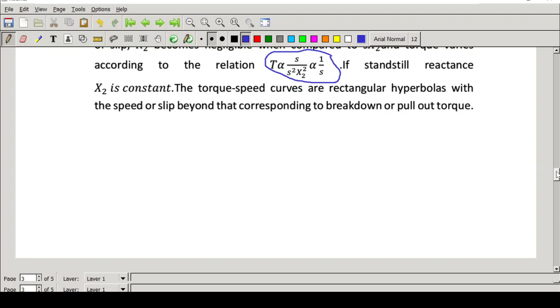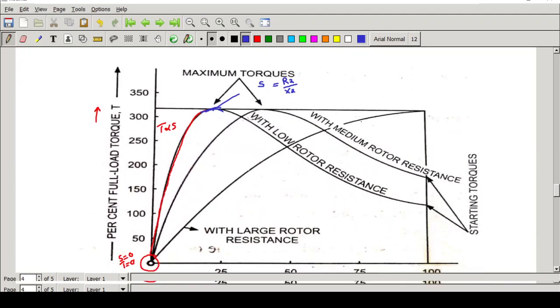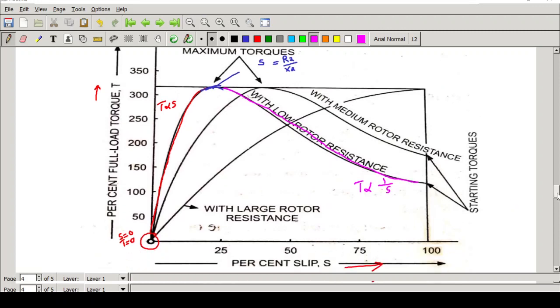Now we will see that characteristic. That is represented by this portion. See here, it is like a hyperbola, because here the relation between torque and slip is given by torque is proportional to 1 by S. So this is about the torque slip characteristics of a three-phase induction motor.